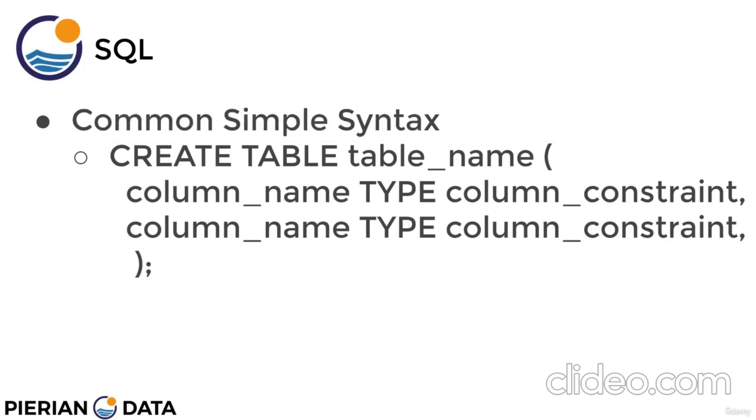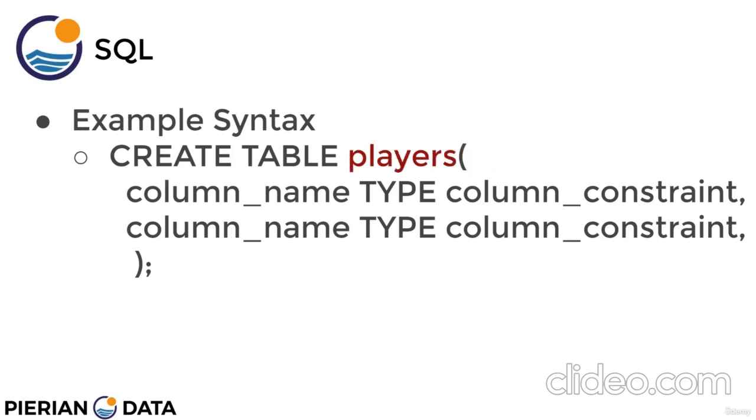So we're going to follow along right now for this lecture with what I'm going to call common simple syntax, which is just creating the table and then adding in your columns. Let's work through a very quick example, and then we'll go over to PgAdmin and actually code it out. So for an example syntax, you would keep create table, those keywords don't change, and then you decide on a table name. So let's go ahead and make up a players table.